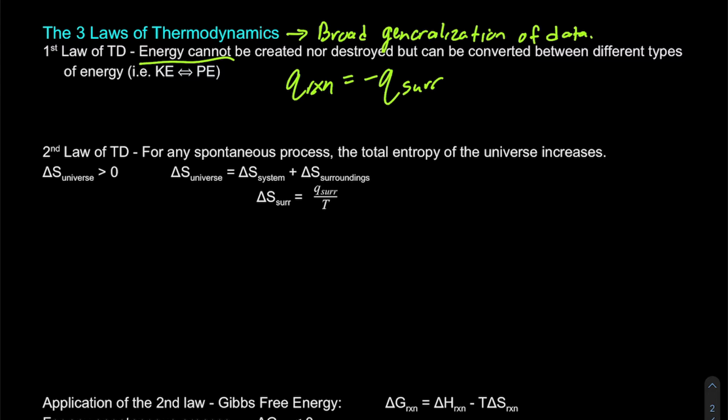So heat lost by a reaction or gained by a reaction is going to be transferred to the surroundings or taken from the surroundings. And so heat is transferred between those things. It's saying basically the change in energy of our reaction is going to be equal and opposite to the change in energy of our surroundings.